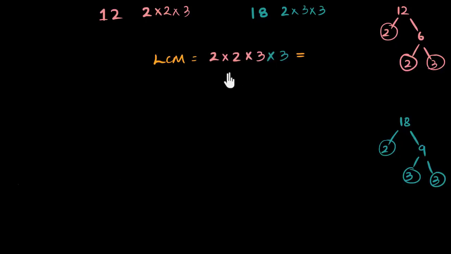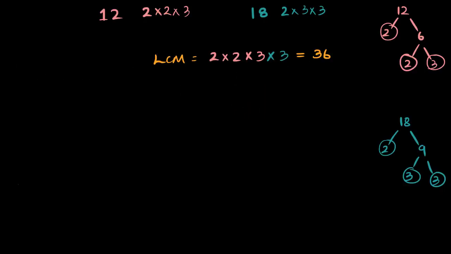because 2 into 2 into 3 is here already, that's 12. And 2 into 3 into 3 is here, that's 18. But what you also know is you have not included anything unnecessarily. So you know this will be your LCM, right? So 2 into 2 is 4, into 3 into 3 is 9, so 36 is your LCM. Now let's visualize this in a different way.